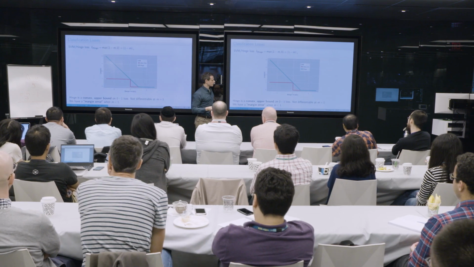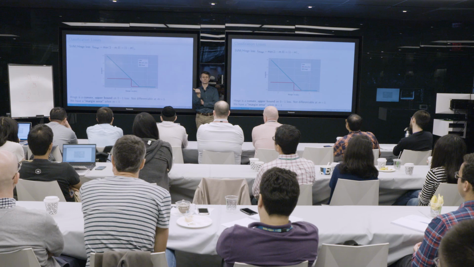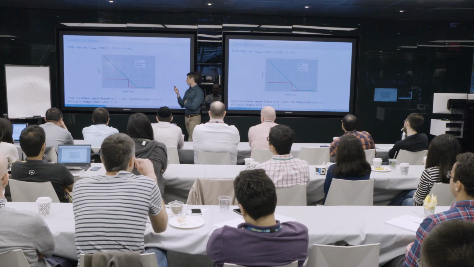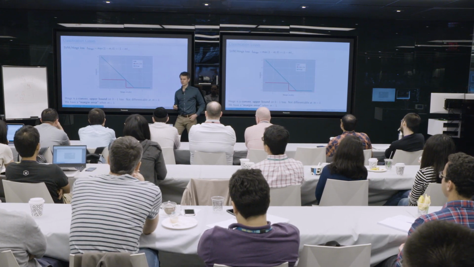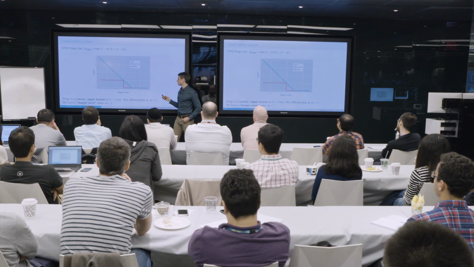So what are the properties of this function mathematically? It's continuous. That's good. It's convex. That's nice. It's not differentiable. That's a little annoying. It's not differentiable at 1. And a lot of the work we're going to do is how to deal with this non-differentiability.